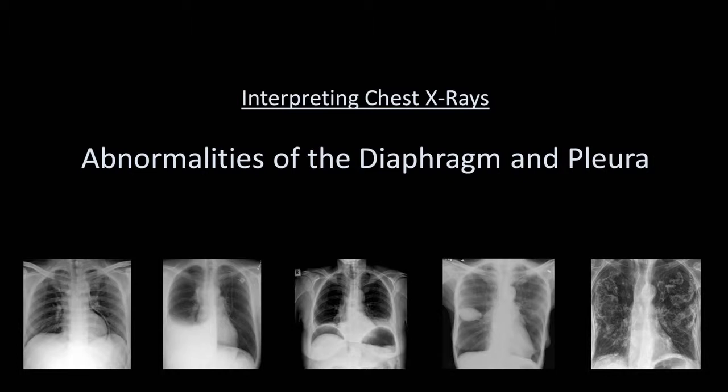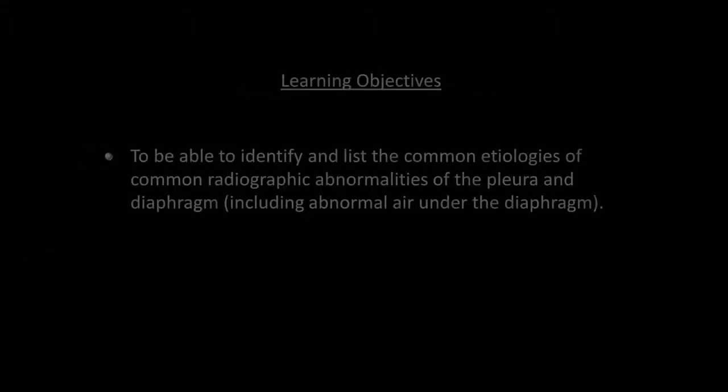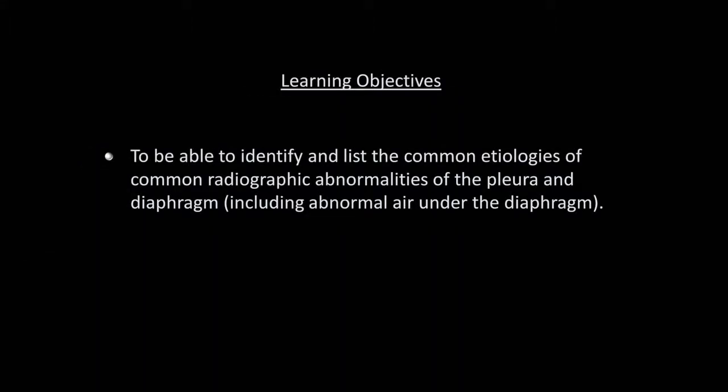Today, I'll be discussing abnormalities of the diaphragm and pleura. The learning objectives are to be able to identify these abnormalities, including air under the diaphragm, and to be able to list the common etiologies of each. I'll start with the condition of pneumothorax.